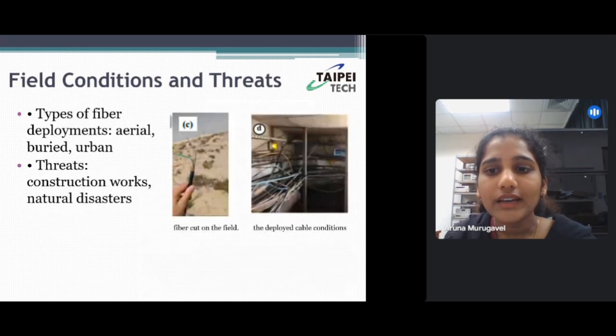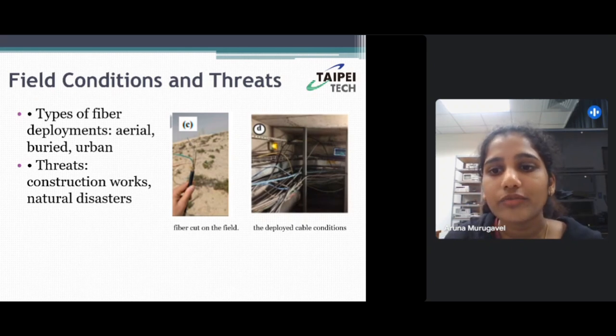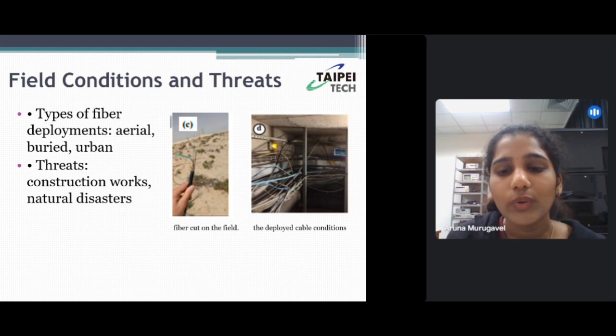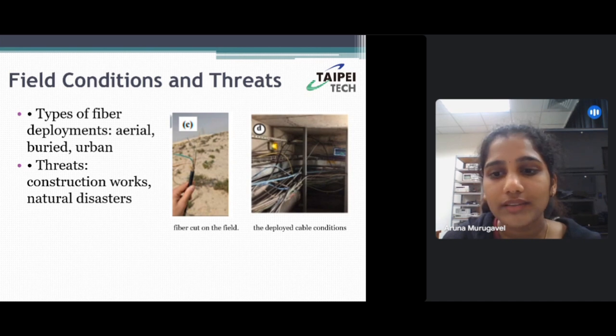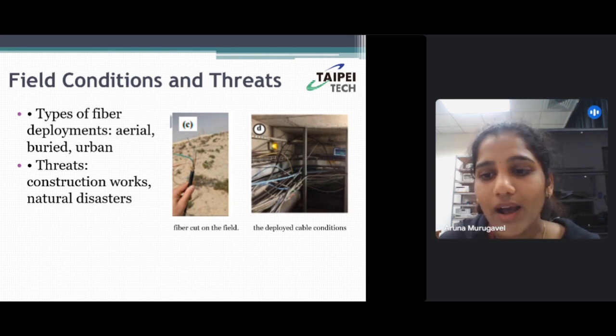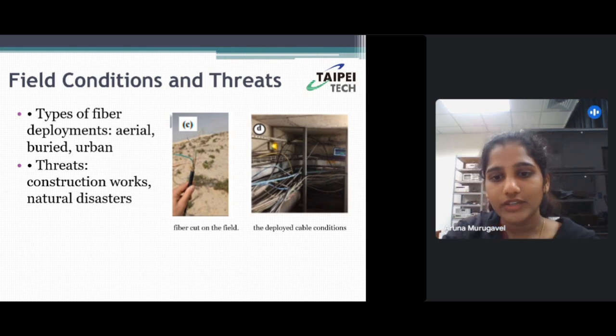Then the field conditions and threats. The deployed fiber faces diverse environmental conditions, including aerial, buried, and urban setups. They are also exposed to threats such as construction activities and natural disasters, and DFS provides an early warning system to address these risks effectively.